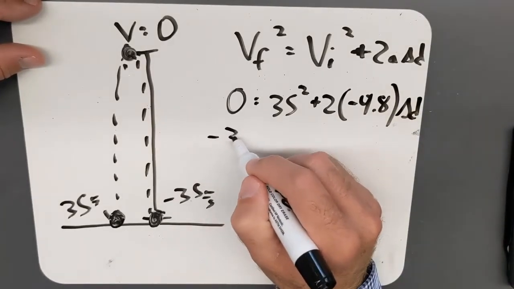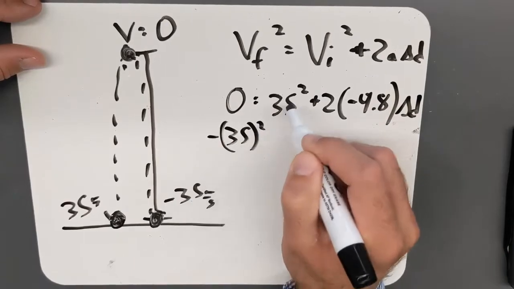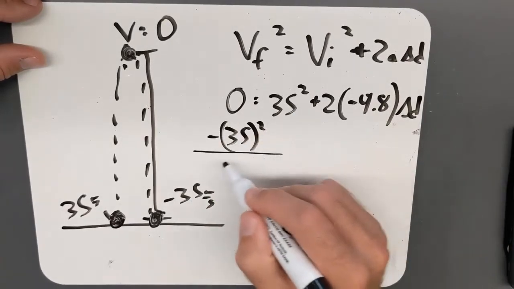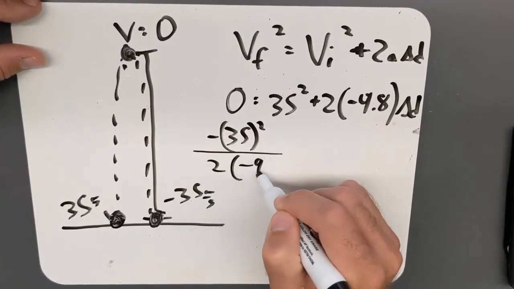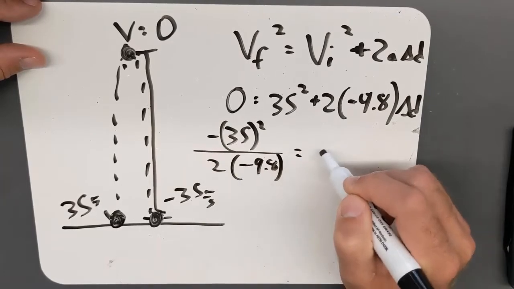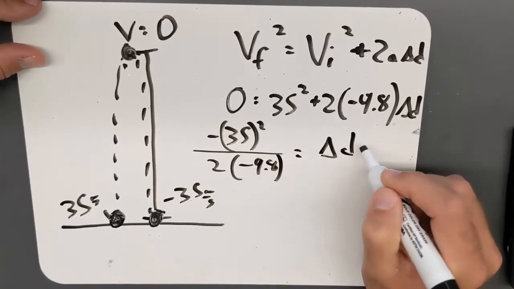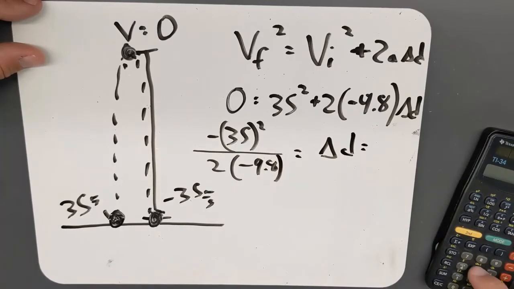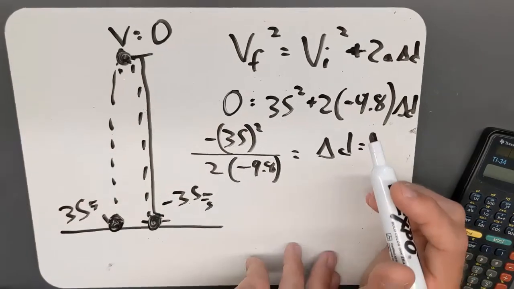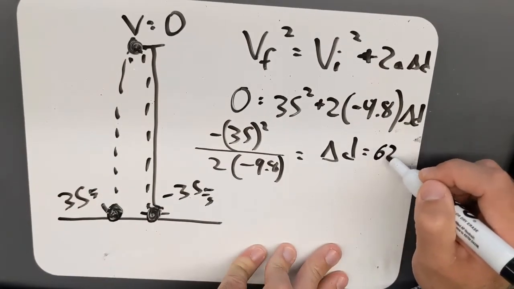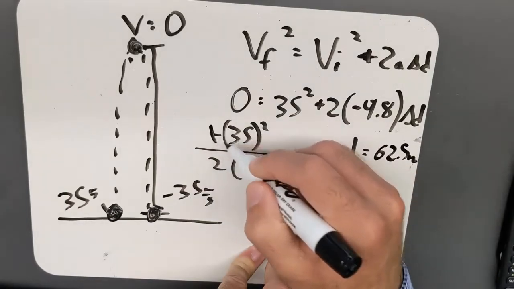All right, this becomes negative 35 squared because it's subtracted over there. This is divided by 2 divided by negative 9.8 due to algebra, and we get delta D. And that will give us, let's see, 35 squared divided by 2 divided by 9.8 gives me 62.5 meters. Negative signs will cancel out.